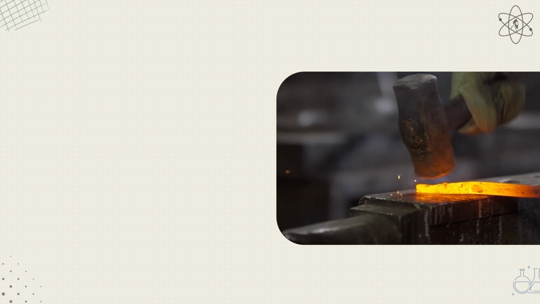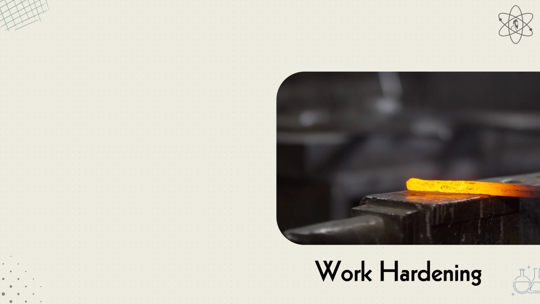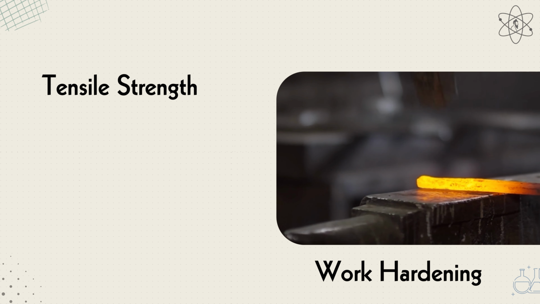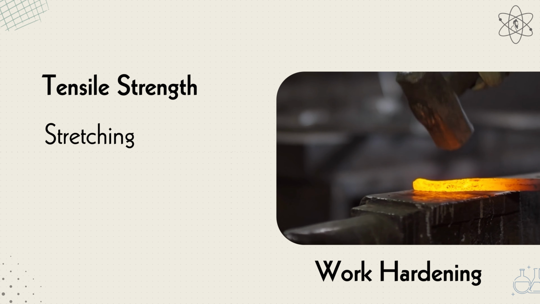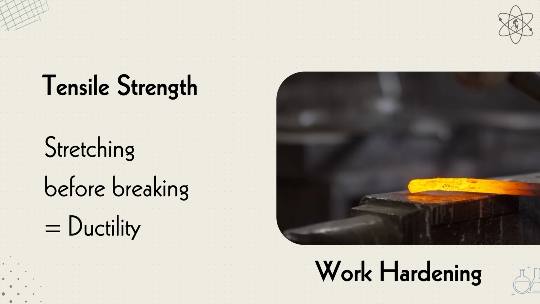As metals deform, they often become stronger, a phenomenon known as work hardening. But there is a limit, the tensile strength. Go beyond that and the material fails. The amount a material stretches before breaking is known as its ductility.